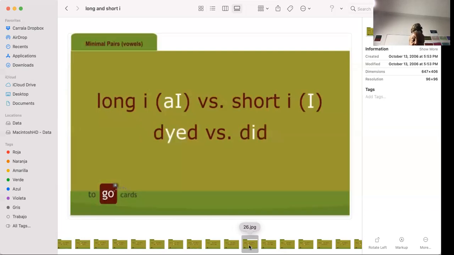Died, the E makes the Y take on the long I sound, and she dyed her hair. She changed the color of her hair. This is a homophone of D-I-E-D, died, which means to no longer be living. And did is the past tense of the verb to do. A very important verb in the English language, very important, used for a variety of structures. Wider, widder.